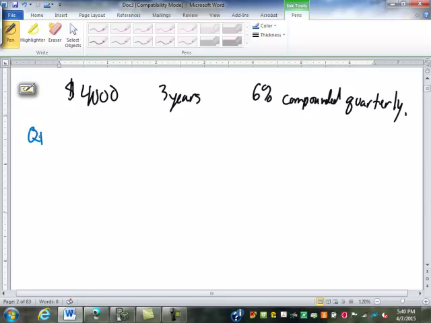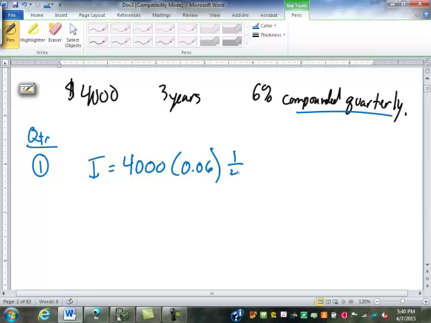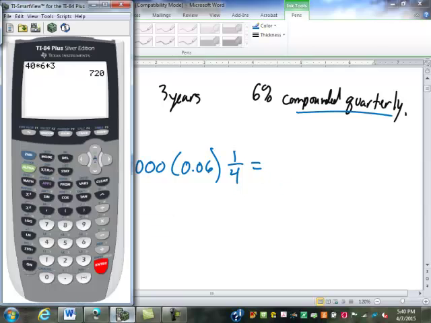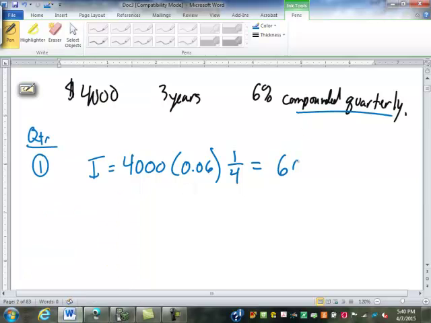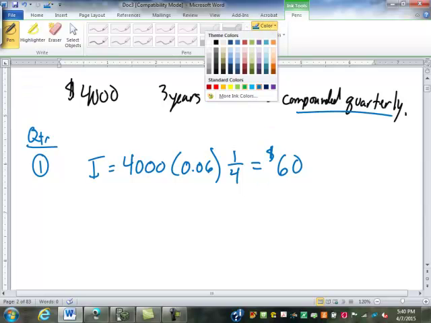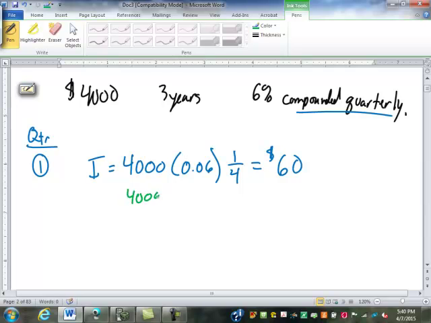So we're going to look at quarter number 1. In quarter number 1, we start out with $4,000. So our interest is going to be on $4,000 times 6%, 0.06, but it's quarterly, so we're only looking at 1 quarter, or 1/4 of a year. So we calculate that out, what does that come up to be, like $60 interest? Look right? So what that means is we take the 4,000 plus 60. We start out quarter 2 with $4,060.